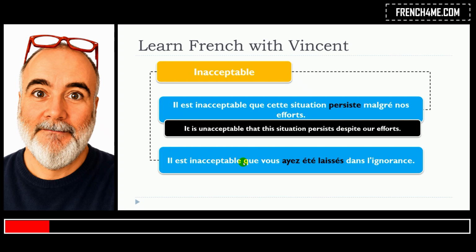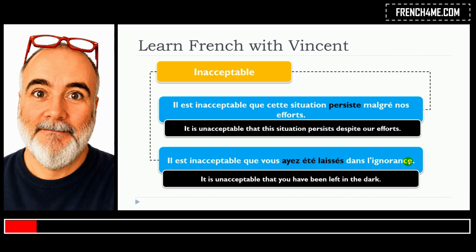Il est inacceptable que vous ayez été laissé dans l'ignorance.